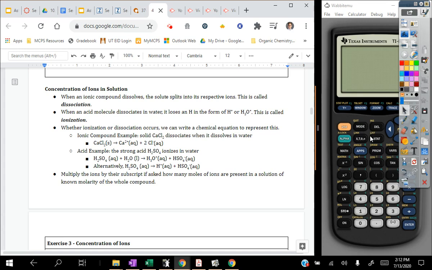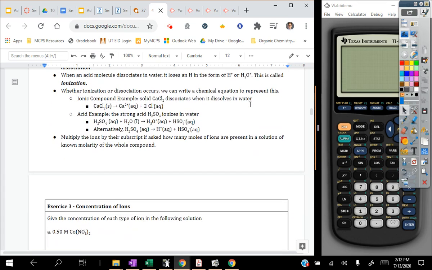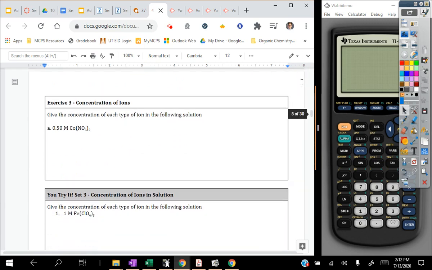When we're doing calculations for this, we have to multiply the ions by their subscript if asked how many moles of ions are present in a solution of known molarity of the whole compound. So let's put that into practice. Give the concentration of each type of ion in the following solution. So a while back, I mentioned that you needed to memorize your polyatomic ions and their charges. In this particular example, we have a 0.50 molar concentration for a solution containing cobalt-2 nitrate.